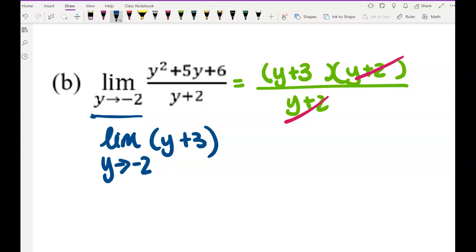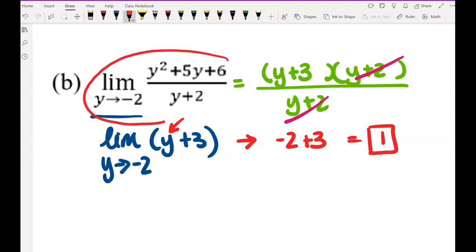Now we can substitute. When we substitute, we only have one y left. So -2 plus 3 equals 1. So the limit as y approaches -2, students, of this function is approaching 1. Again, I'm using the word approaching 1.